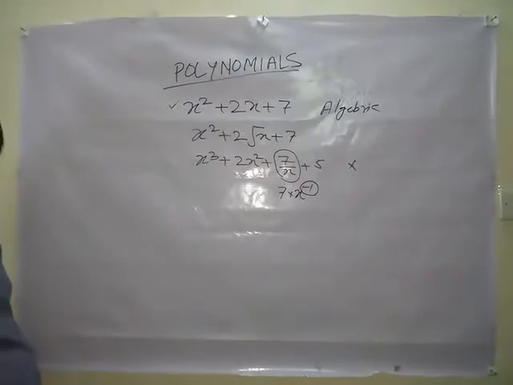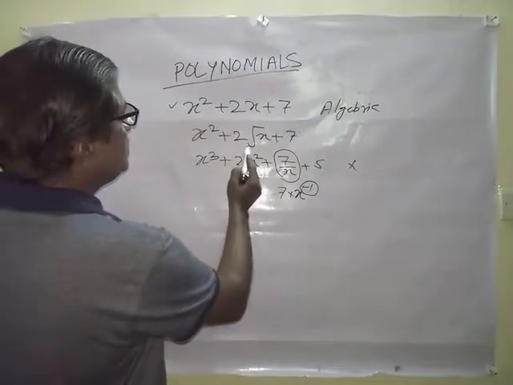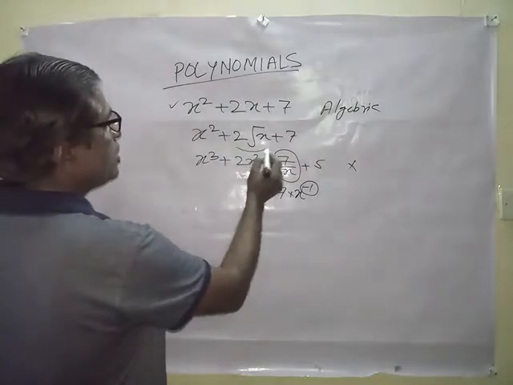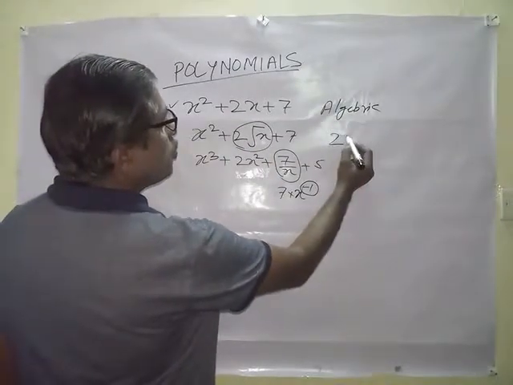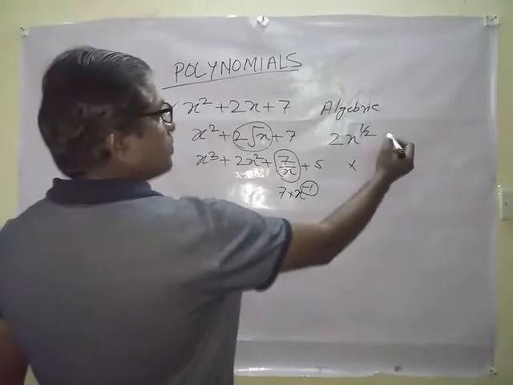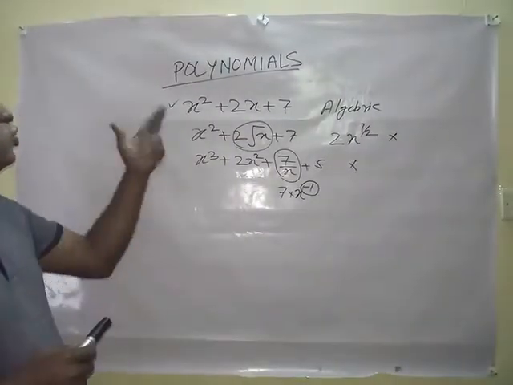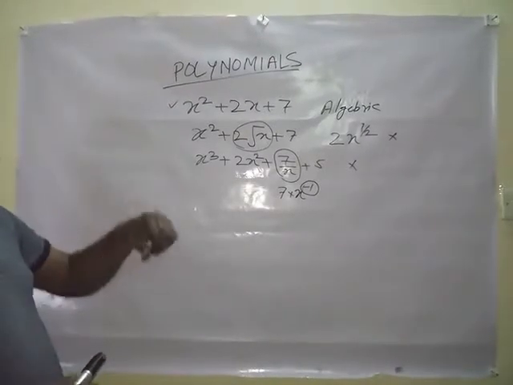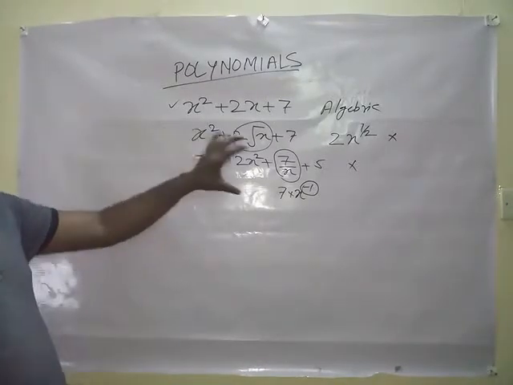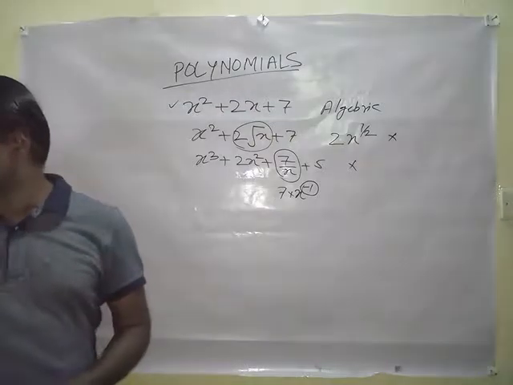Secondly, the exponent should be a real number. Here you are seeing 2 under root x. This 2 under root x is basically 2 x raised to power 1 upon 2. So that is again not a polynomial equation. So in your question paper, some question might be coming: find out which is the algebraic equation and which is the polynomial equation. So with these two parameters, you can find out what is the algebraic equation and what is the polynomial equation.